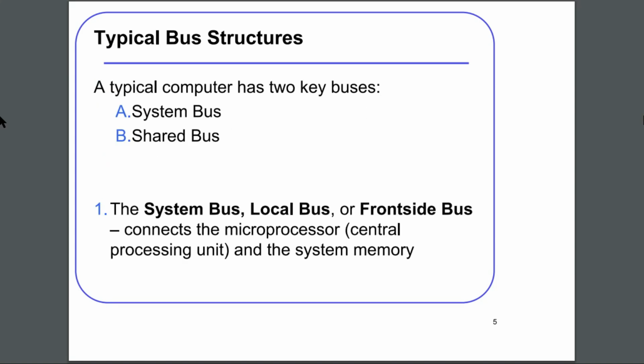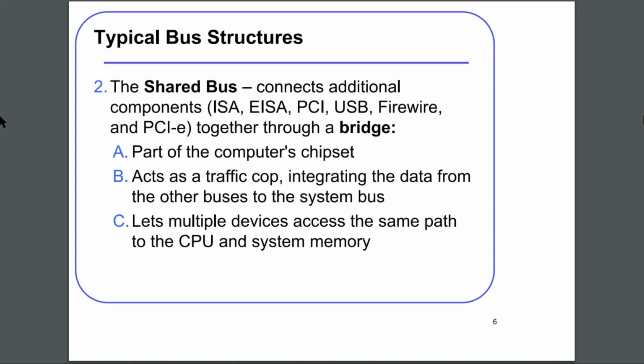Typical bus structure. A typical computer has two key buses: the system bus and the shared bus. First one, the system bus, local bus or front side bus connects the microprocessor, central processing unit, and the system memory. And the shared bus connects additional components like ISA, EISA, PCI cards, USB, FireWire and PCIe together through a bridge. A part of the computer, the chipset, acts as a traffic cop, integrating the data from the other buses to the system bus, letting multiple devices access the same path to the CPU and the system memory.